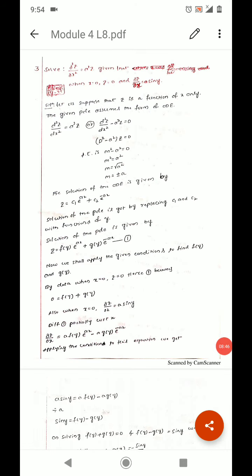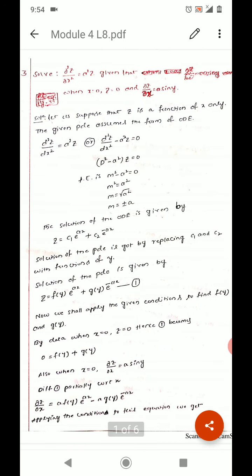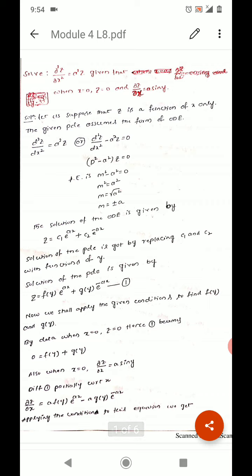Next problem is del square z by del x square, which is equal to a square into z. Given condition is when x equal to 0, z equal to 0, and del z by del x equal to a sin y. Now suppose the given function, that is z, is a function of only one independent variable, that is x, dependent variable z. Therefore the given PDE, that is partial differential equation, can be written in terms of ordinary differential equation, that is d square z by dx square minus a square z is equal to 0.